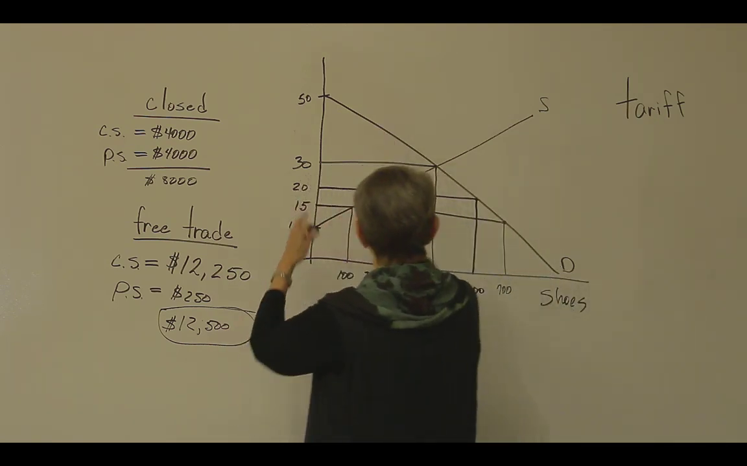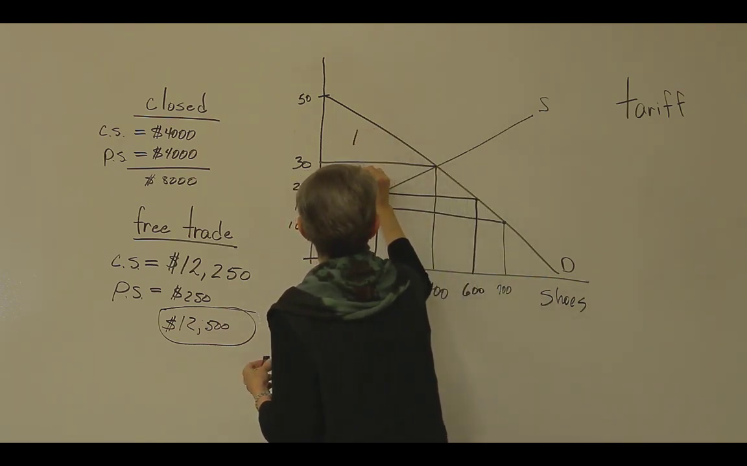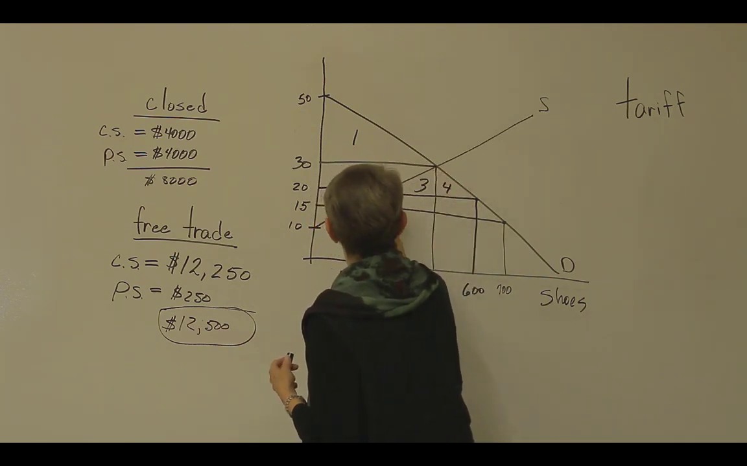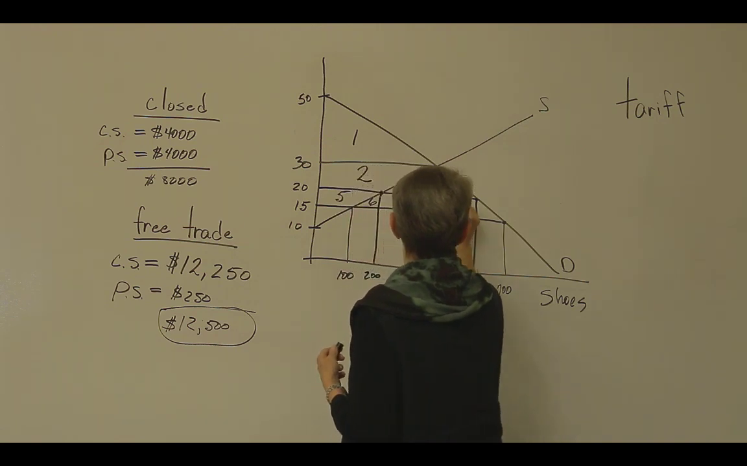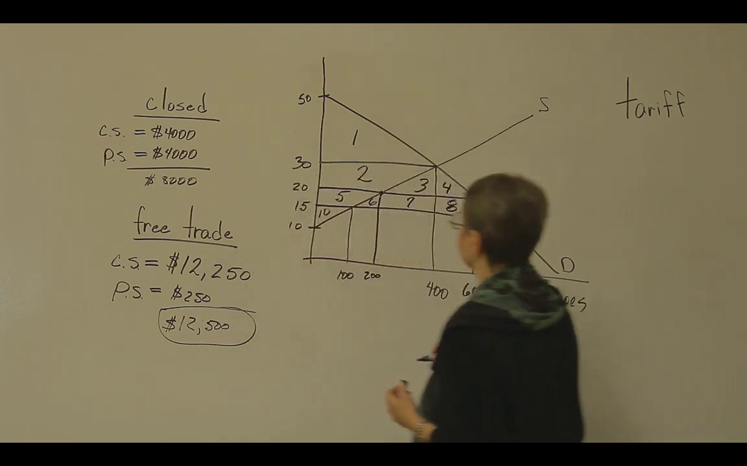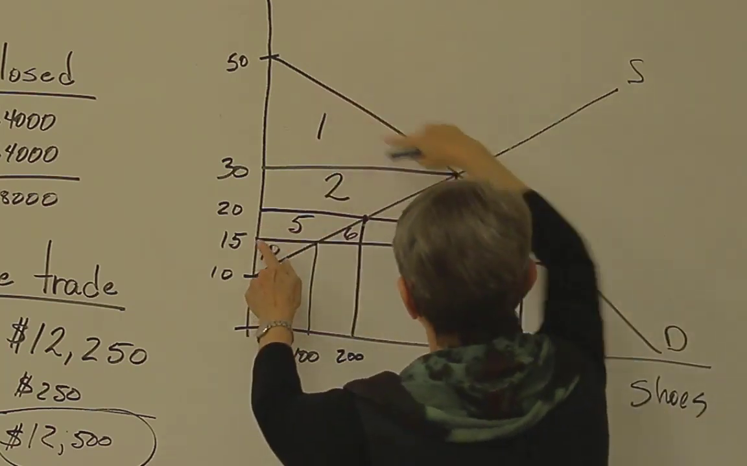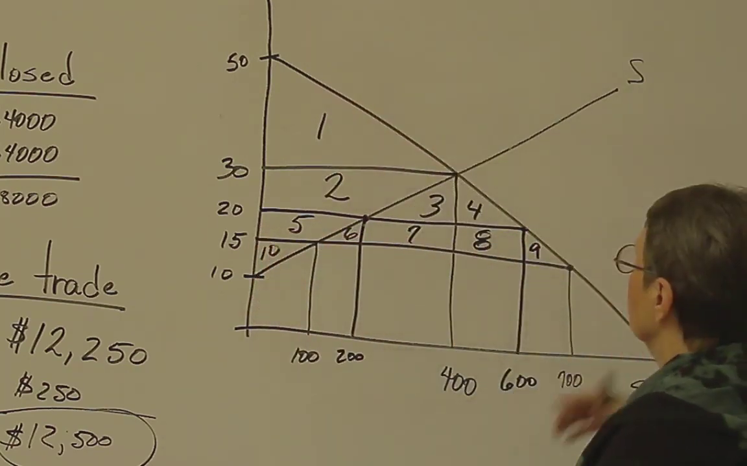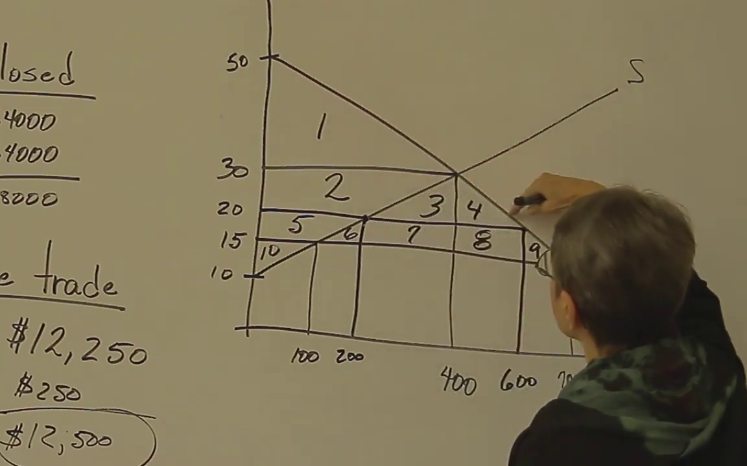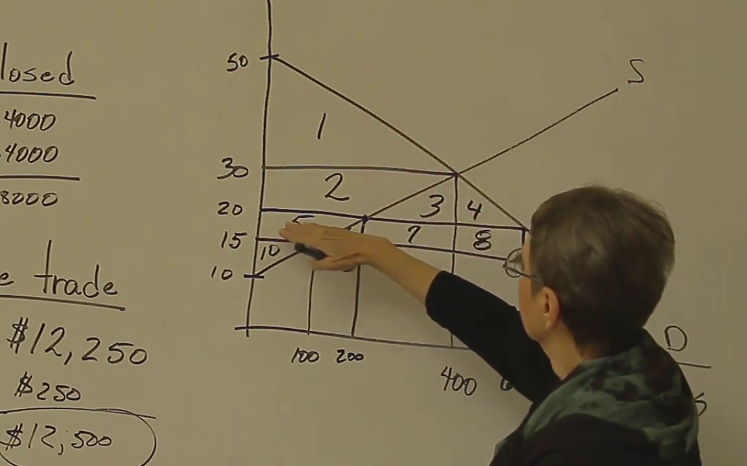Well, let's just label these areas and we can identify them, and then we'll actually do the arithmetic and calculate. 1, 2, 3, 4, 5, 6, 7, 8, 9, and area 10. When we had free trade, consumer surplus was area 1 through 9. But now the price is higher because of this tariff, so consumer surplus is now 1, 2, 3, and 4. Consumers have lost all of this.